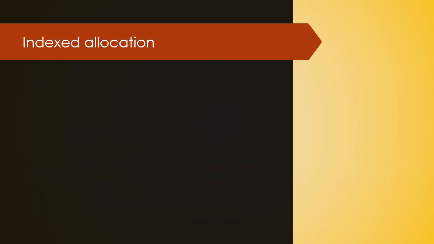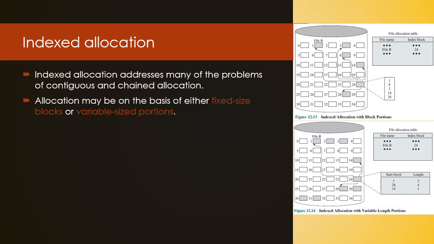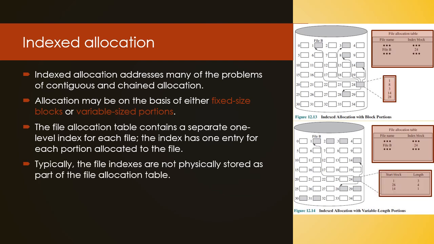Indexed allocation. Indexed allocation addresses many of the problems of contiguous and chained allocation. Allocation may be on the basis of either fixed size blocks or variable sized portions. The file allocation table contains a separate one level index for each file. The index has one entry for each portion allocated to the file.